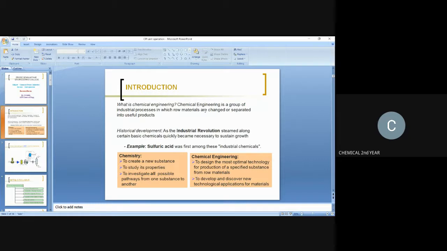What is the difference between chemistry and chemical engineering? Chemistry means to create new substances, to study their properties, to investigate all possible pathways from one substance to another. And chemical engineering is to design the most optimal technology for a specified substance from raw materials, to develop and discover new technological applications for those materials.